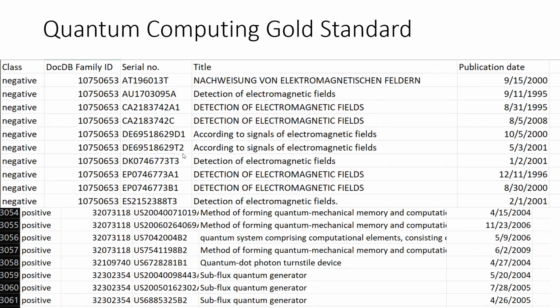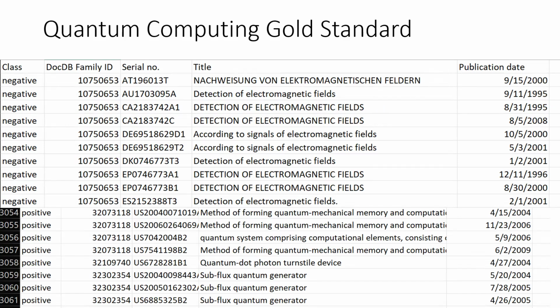If you look over publication dates, some of the dates are similar. Some of them are very different. Generally, if a date is very different, it's probably because one document is a continuation of another document. So, for example, if we look at these first two Canadian documents, detection of electromagnetic fields, one of them's got a date in 1995, the other's a date in 2008. The 2008 document's almost certainly a continuation of the 1995 document. So that gives you a basic idea of what the data set is.